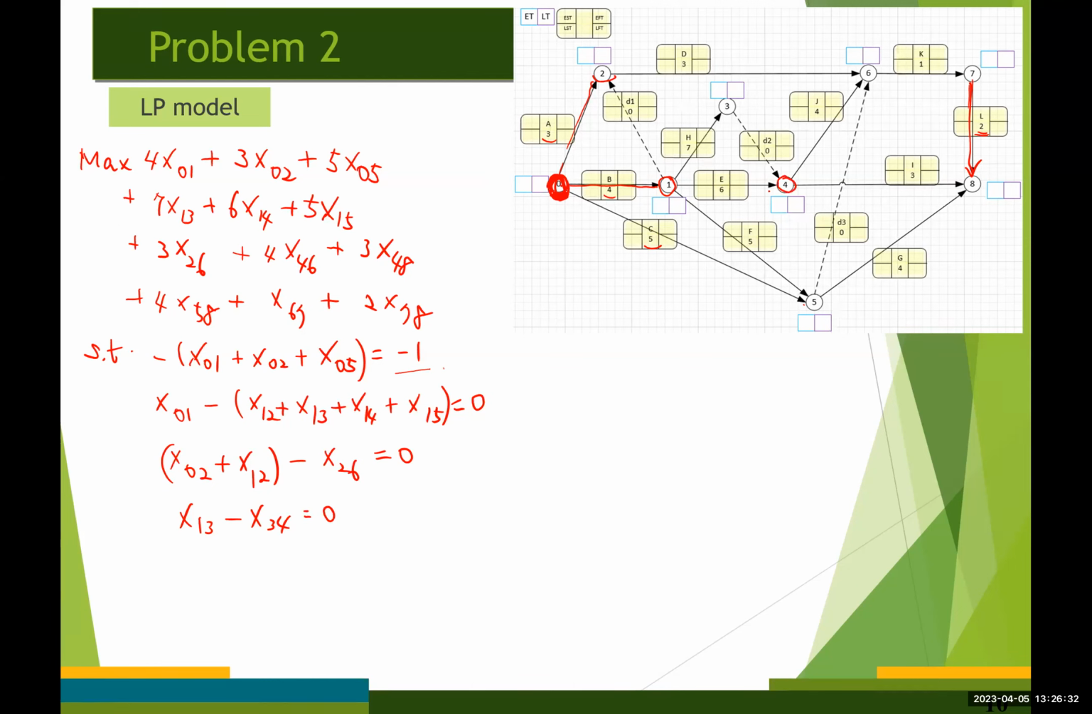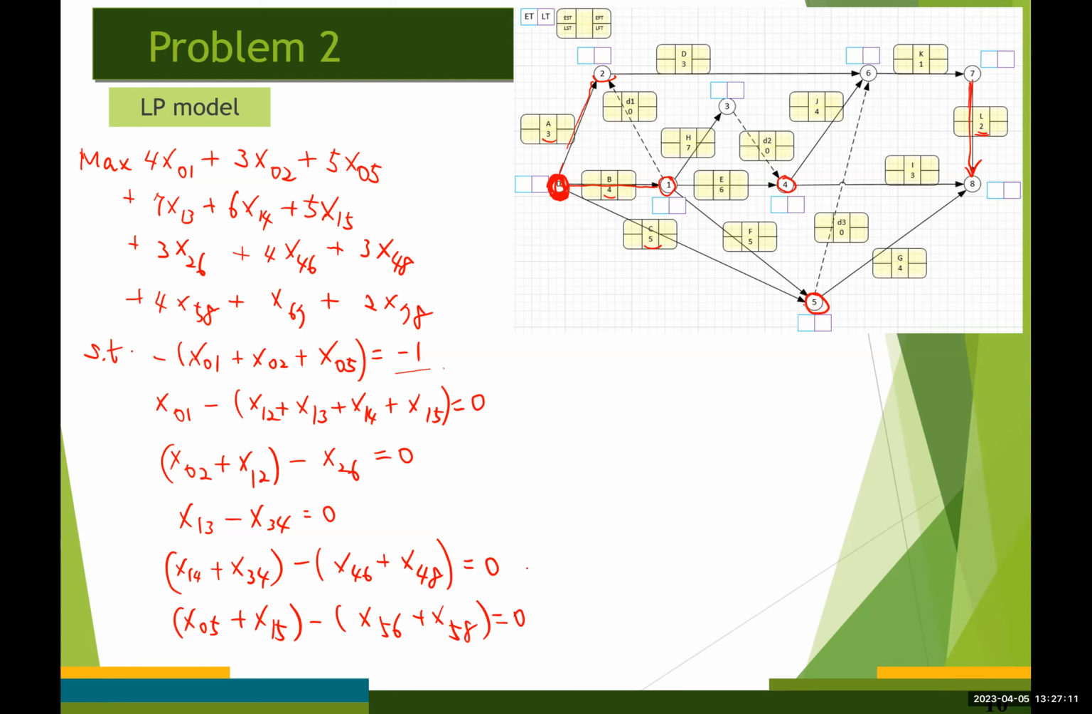Event number 4, there are 2 inflows and 2 outflows, right? x14, x34, right? Minus x46, x48, right? For event number 5, 2 inflows and 2 outflows, right? Okay, so x05, x15, minus x56, x58, equals 0.